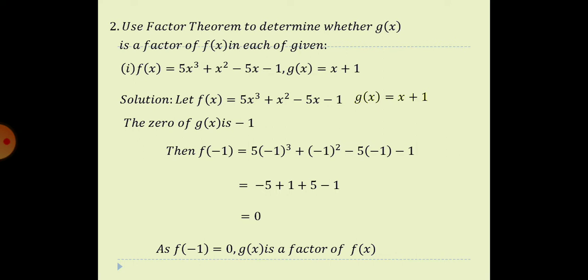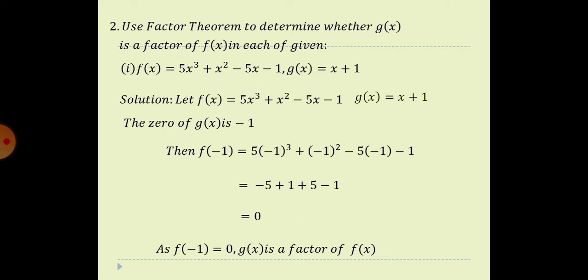So very simple. The 0 of the divisor is minus 1, and f(minus 1) is 5 into minus 1 whole cube, plus minus 1 whole square, minus 5 into minus 1, minus 1. We know that minus 1 cube is minus 1, so minus 1 into 5 is minus 5. Minus 1 square is plus 1, so this is plus 1. Minus 5 into minus 1 is plus 5, minus 1. Again, plus 5 minus 5 gets cancelled. Plus 1 minus 1 gets cancelled and the remainder is 0.